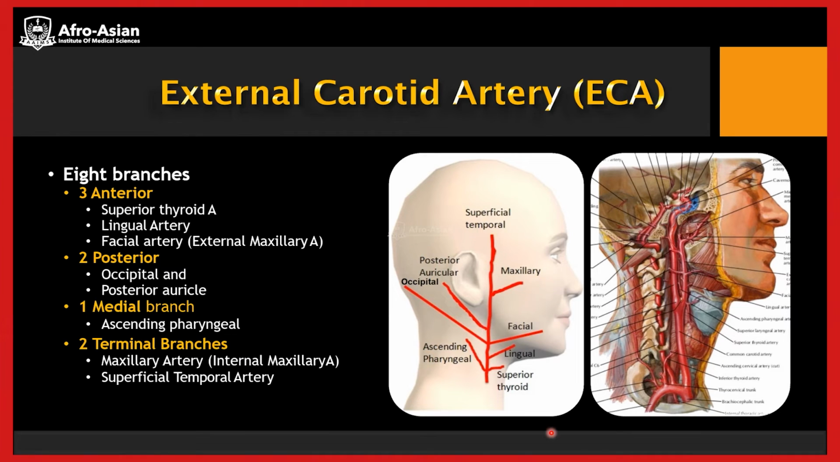The external carotid artery has got 8 branches. Three anterior: superior thyroid, lingual artery, facial artery. These are the superior thyroid, lingual and facial. Posterior are the occipital and posterior auricular. Medial branch is the ascending pharyngeal. This is the ascending pharyngeal. Terminal branches are maxillary artery and superficial temporal artery. These are the two terminal branches.